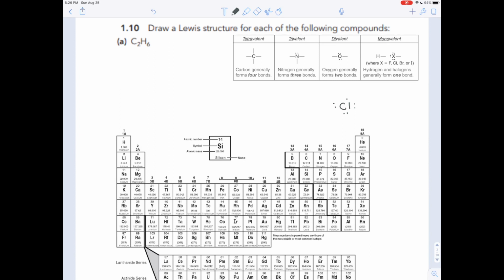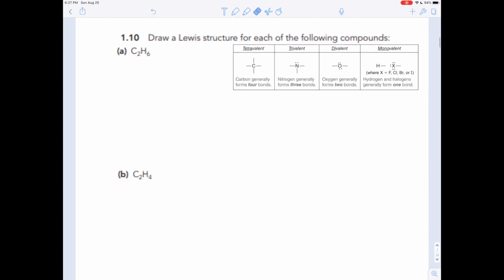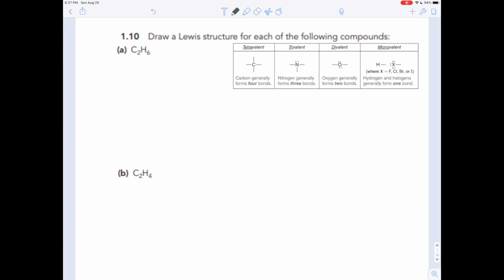And last but not least, a really common one is hydrogen. Hydrogen is in group 1A. It only has 1 valence electron. It's unpaired, so hydrogen also can only form 1 bond. So it's useful to have the number of bonds that an element can form memorized, because it allows you to draw molecules a little bit more quickly.